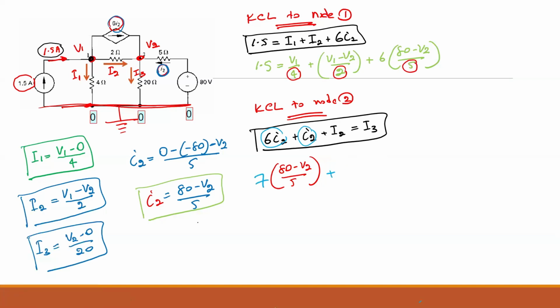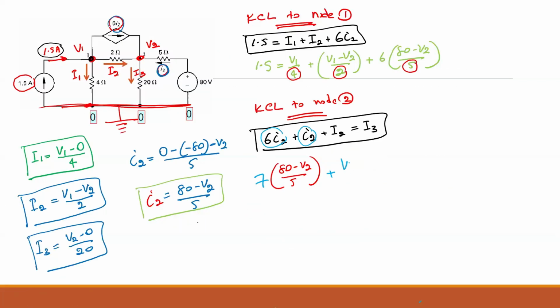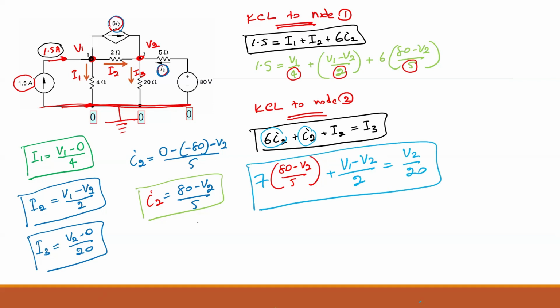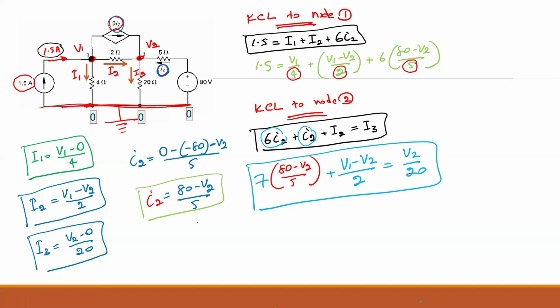Plus I2, capital I2, is V1 minus V2 over 2, which equals I3, which is V2 over 20. Are we good? So now, getting rid of the denominator, you can multiply all the terms here by 20, get rid of the denominators, and simplify. Is that clear? Any questions?